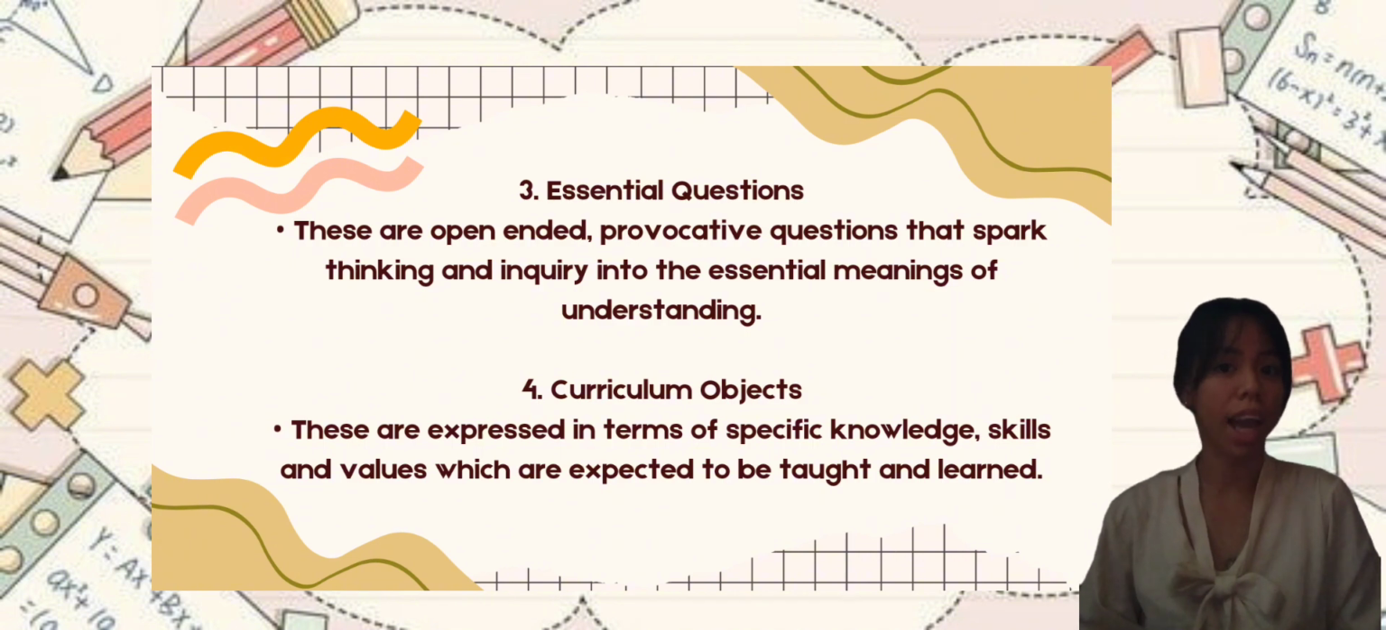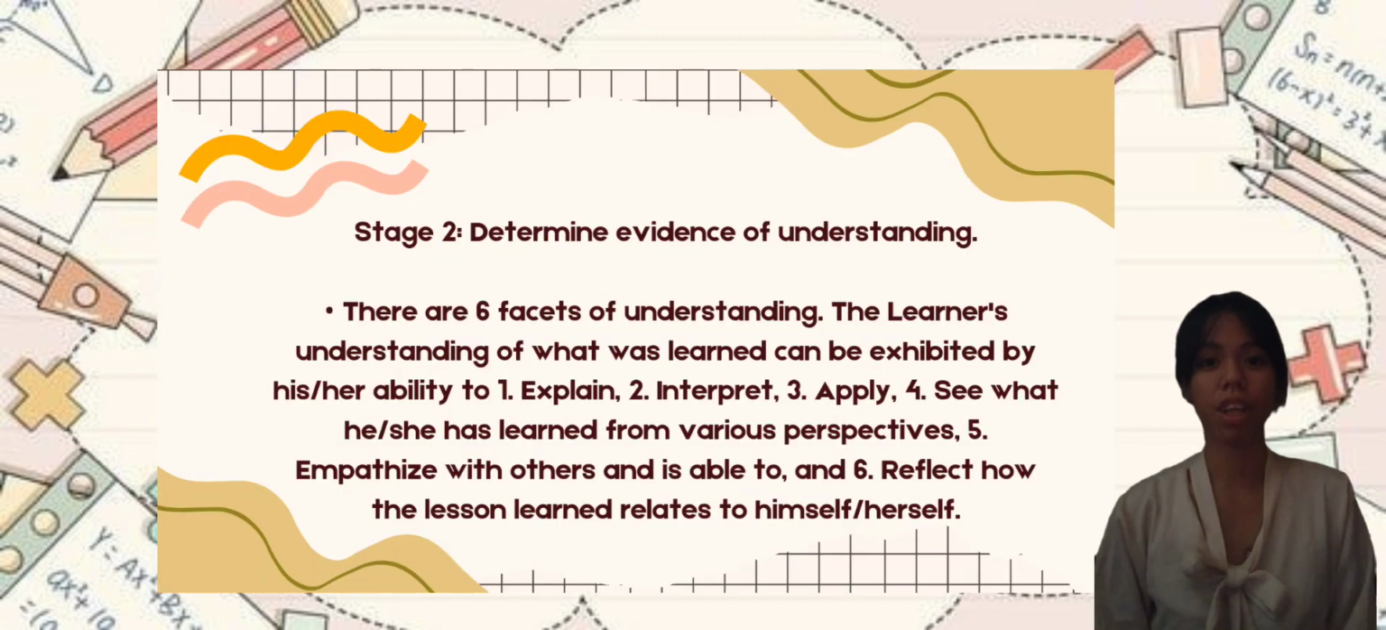This objective highlights the desired outcome of developing students' decision-making skills related to their personal health choices. Stage 2. Determine evidence of understanding. There are 6 facets of understanding.